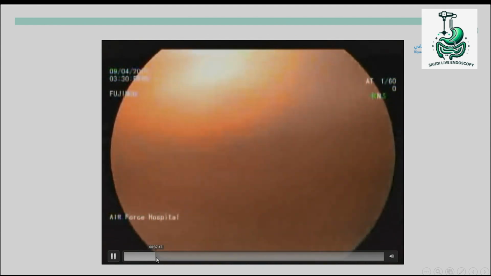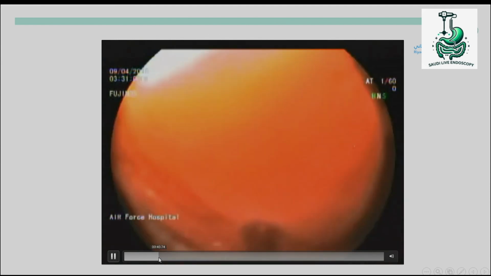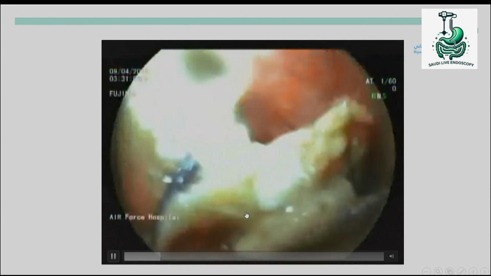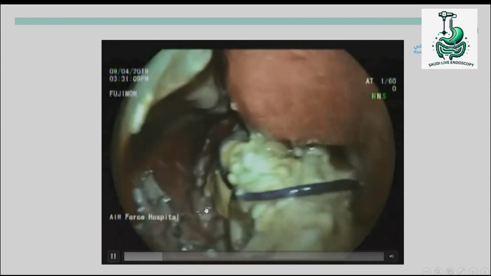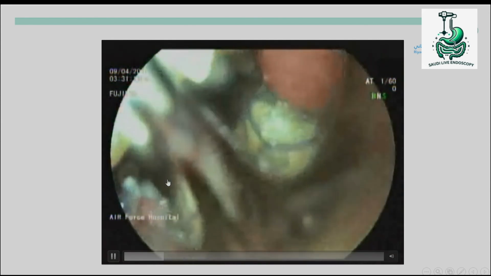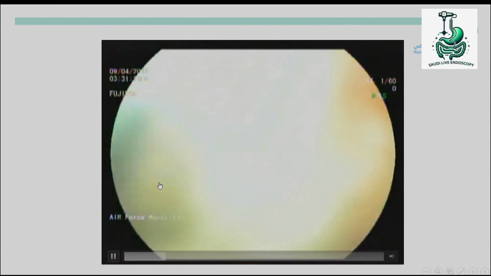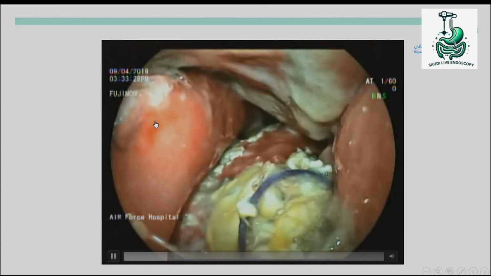And as usual, we're really happy to go through the leak with the endoscope. So yeah, here we're out of the leak. And actually the gastric sleeve, you can see it here on the left side. And this is the abdominal cavity. So yeah, this is the sleeve.